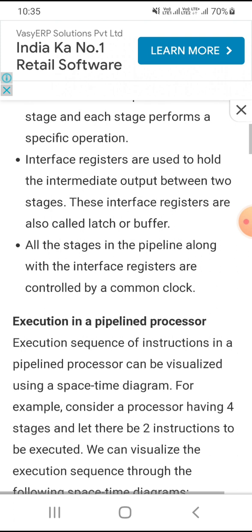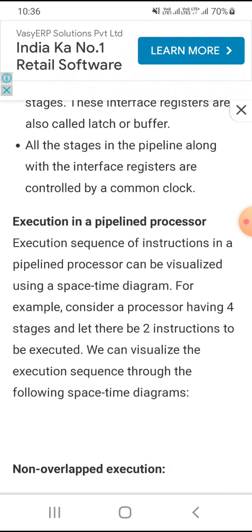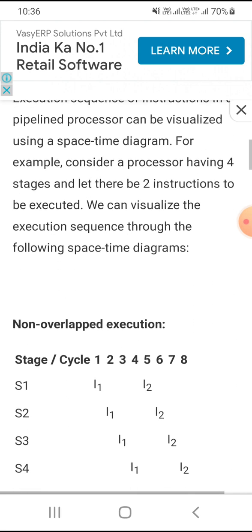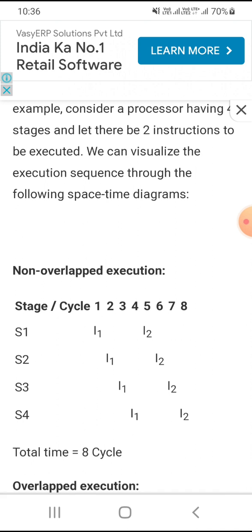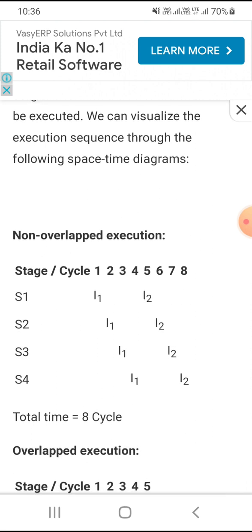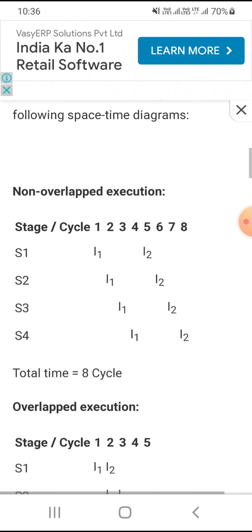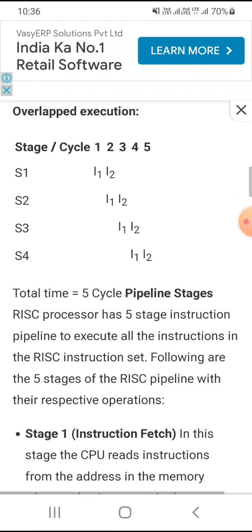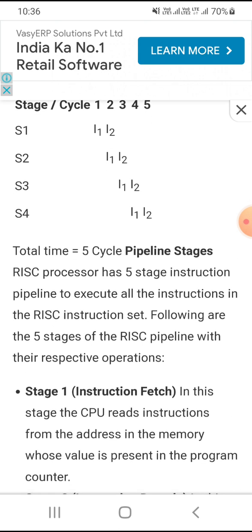Execution in a pipeline processor. The execution sequence of instructions in a pipeline processor can be visualized using a space-time diagram. For example, consider a processor having 4 stages and let there be 3 instructions to be executed. We can visualize the execution sequence through the following space-time diagram. Non-overlapped execution: stage cycle, S1, stage 2, stage 3, stage 4, I1, I2, I3. Total time 8 cycles. Overlapped execution: stage 1, stage 2, stage 3, stage 4. Total time equals 5 cycles.